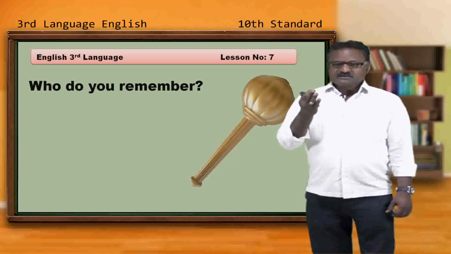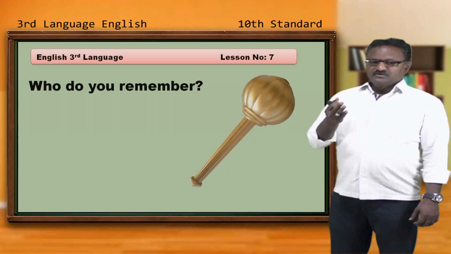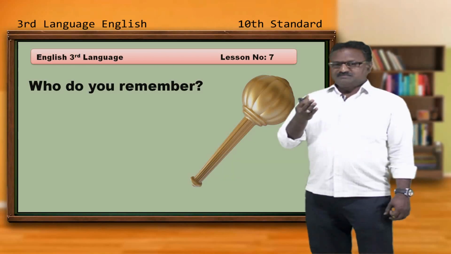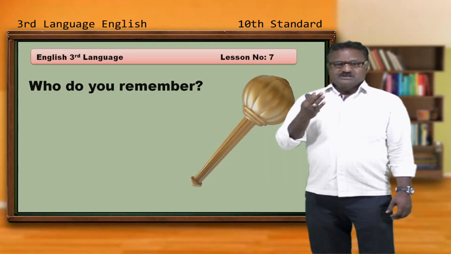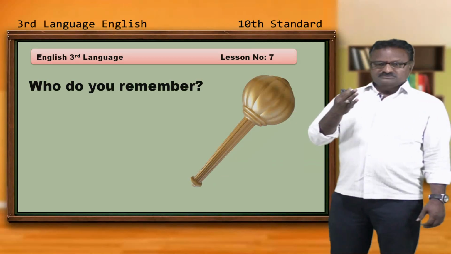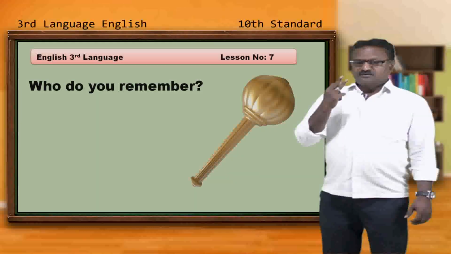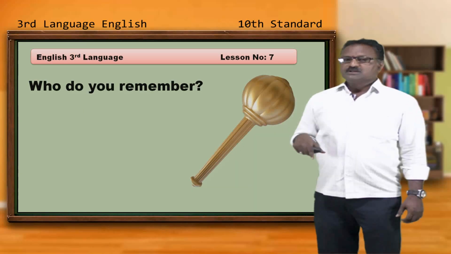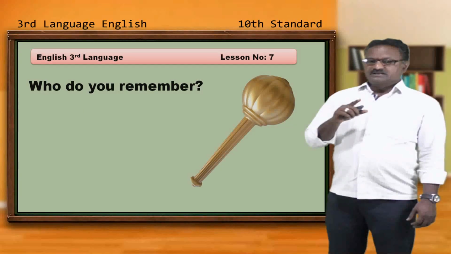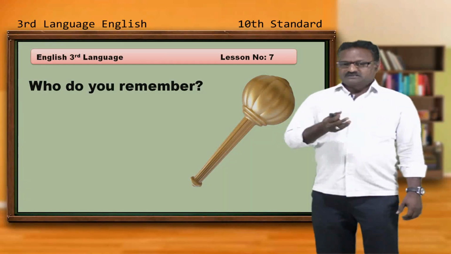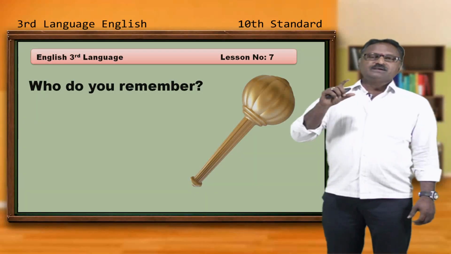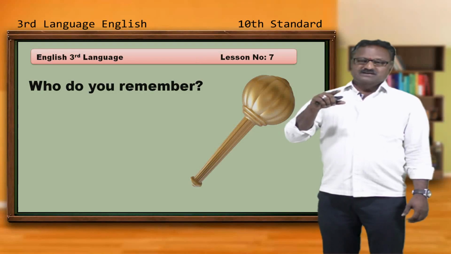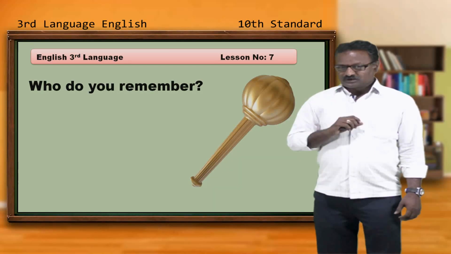When you look at this picture of the mace, which was very popular in the Mahabharata story, even in the Ramayana also, you will remember at least 2 or 3 names. The first and foremost name you remember looking at this is Bhima. At the same time, when you remember the name Bhima, immediately another name is attached to that, that is Duryodhana.